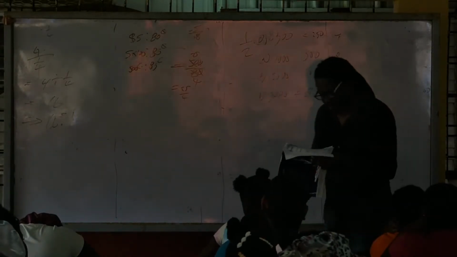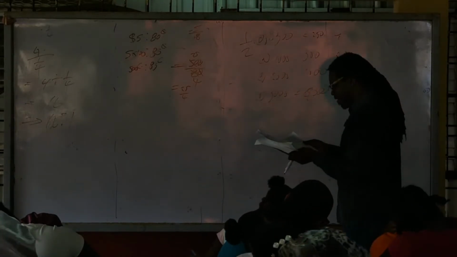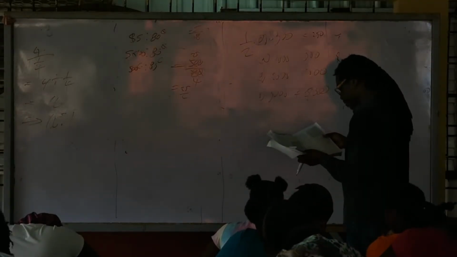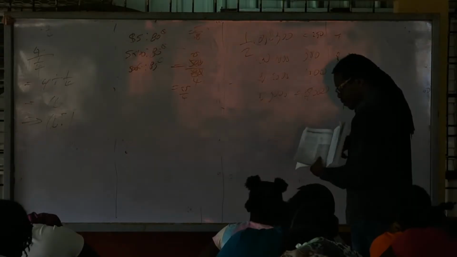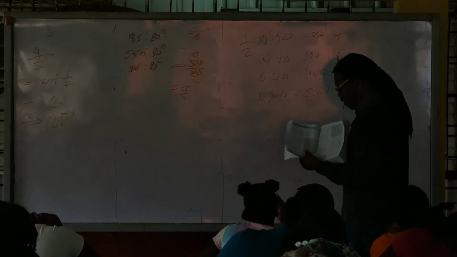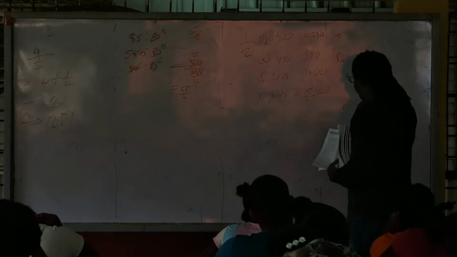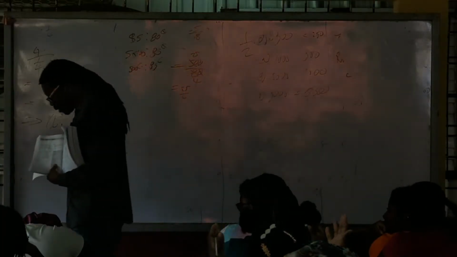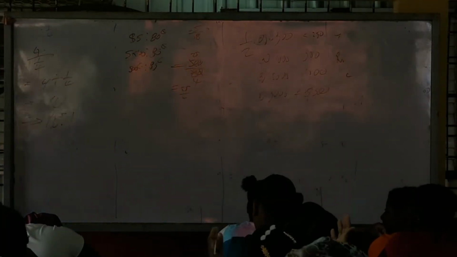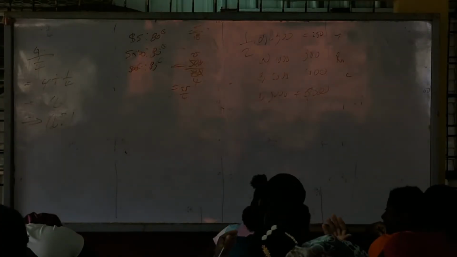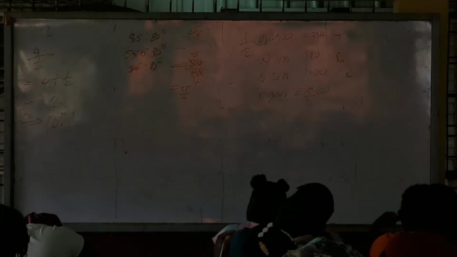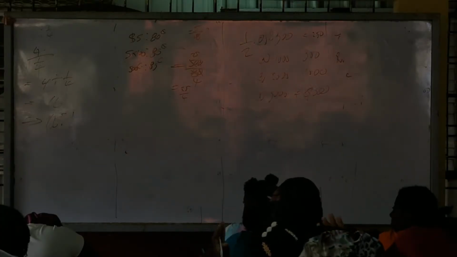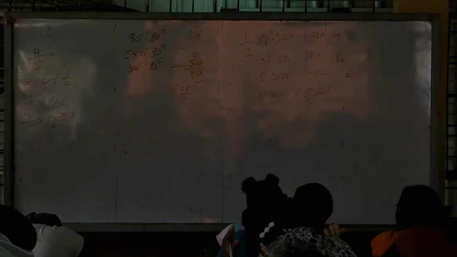Ready? Two amounts of money are divided in the ratio 7 to 5. If the total is 504, what's the first amount? Two amounts are divided in the ratio 7 to 5. If the total is 504, what's the first amount?